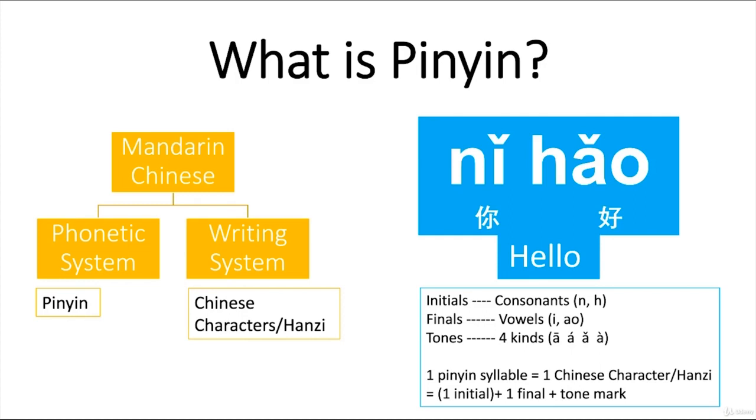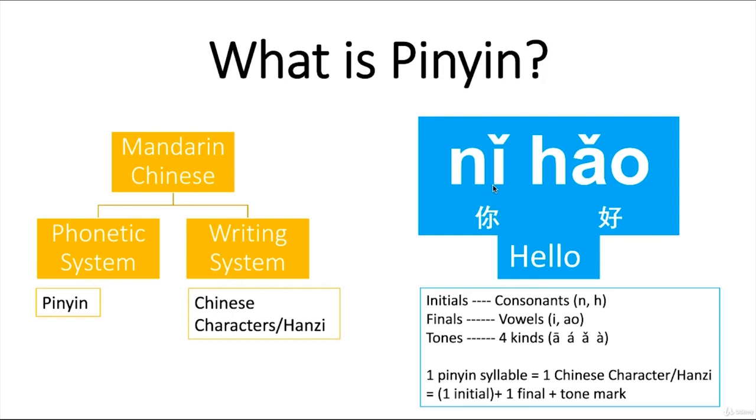Pinyin is the phonetic system of the Chinese language. And the writing system of the Chinese language is Hanzi, Chinese characters. On the right side, you can see an example. Hello in Chinese is 你好. On the top of the Chinese characters is the Chinese pinyin syllable. Each character has a sound, which means it has one Chinese pinyin syllable.